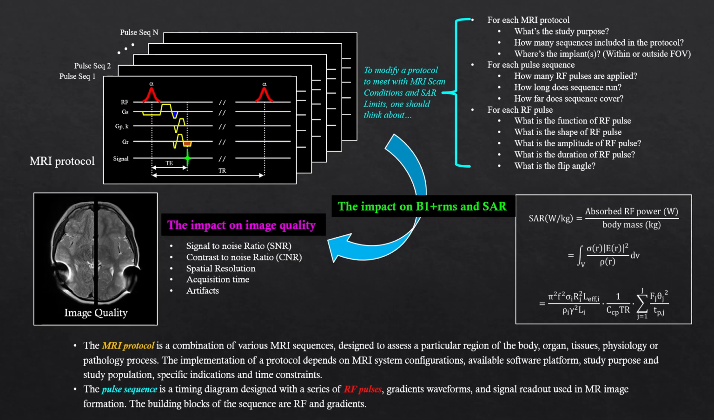Finally, at the RF pulse level, we need to understand the detailed physics of energy deposition. For each RF pulse, we should ask, what is its function, whether it is excitation or refocusing? What is the shape of the pulse, such as sinc or Gaussian? What is its amplitude and duration? And most importantly, what flip angle does it produce? Since SAR is strongly dependent on flip angle and pulse characteristics, even small adjustments at this level can significantly reduce total RF power deposition. By systematically analyzing the protocol, sequence, and RF pulse levels together, we can identify where SAR is being generated and apply targeted modifications without compromising diagnostic quality.